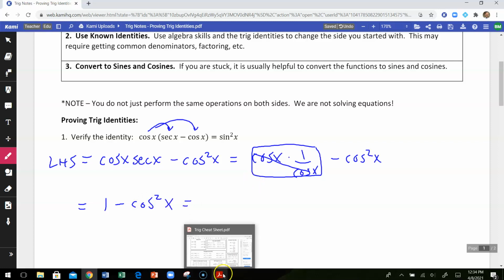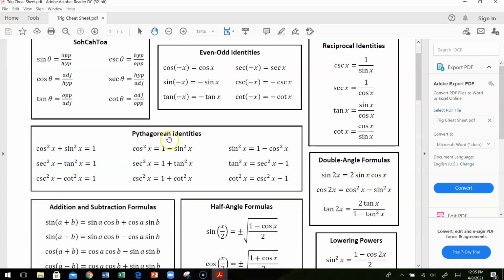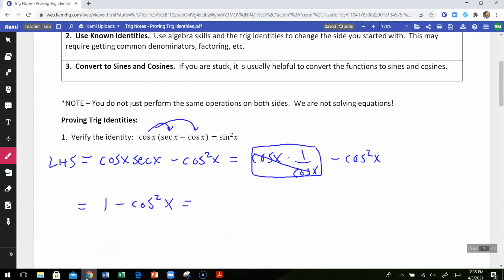That is a Pythagorean identity. So if we look at Pythagorean identities, it's a modification of this: cosine squared plus sine squared equals 1. 1 minus cosine squared is equal to sine squared. So I'm going to then go ahead and say that 1 minus cosine squared is sine squared, which is the right-hand side. And so what I have shown is that this identity is true, and I've done so by looking at very logical steps from how to get to that left side to that right side. Okay? So we're done. That is our proof.